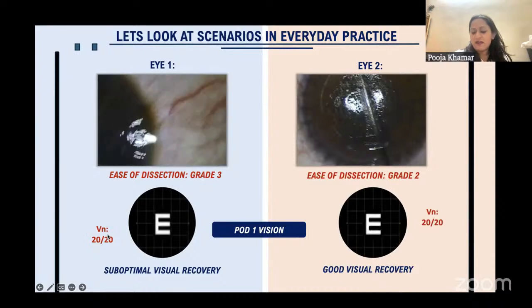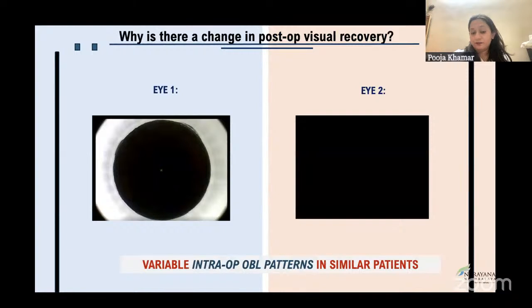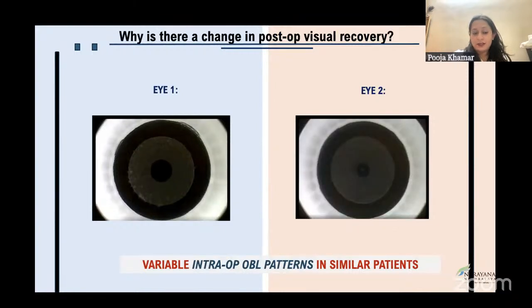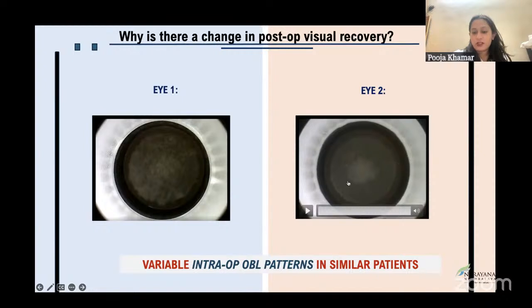Now, why is everything similar, but still the outcomes are not similar? So let's rewind. If you see here in the first eye, you can see that there are a lot of these white spots, which is known as OBL, spreading beyond the lenticule side cut. If you see here, it's a quite well precise lenticule side cut. You can see very minimal white spots, especially in the edge, and it's not spreading over the lenticule side cut. And these are known as OBL.